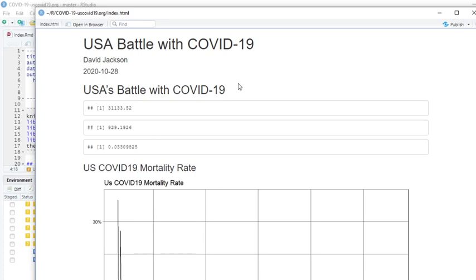Today is Wednesday, October 28th, 2020, and I'm getting ready to run my data report for the U.S. So let's take a look at the summary numbers here. The average number of cases per day is 31,133. The average number of deaths is 929 deaths per day. The current mortality rate is 3.3%.